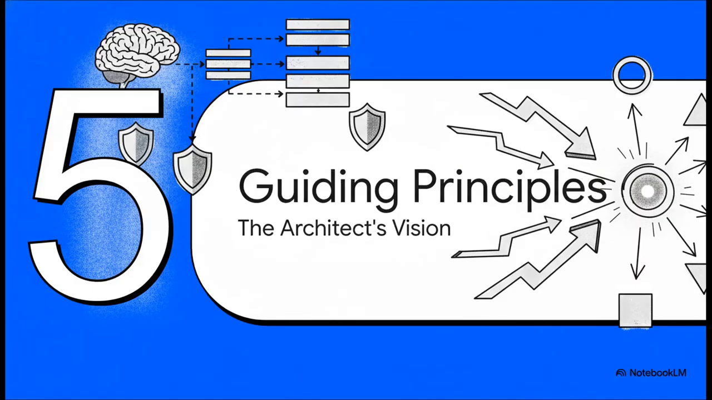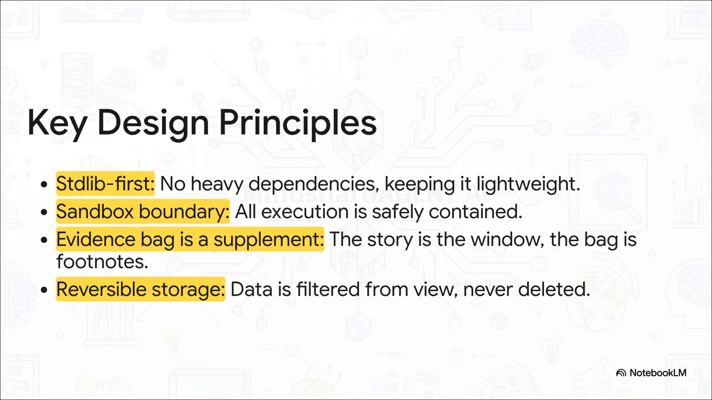So what's the core philosophy holding all of this together? Every single decision here, from the memory design to those security layers, is guided by a really clear and smart set of principles. Let's just run through them real quick. STDLib first means it's lightweight, no heavy, complicated add-ons. Sandbox boundary, that is the non-negotiable security rule. Evidence bag is a supplement reinforces that whole smart memory design. Small model steering, we saw that earlier. It's all about using small, fast models for the simple stuff. And finally, reversible storage, which means data is never truly deleted, so nothing important gets lost by accident.